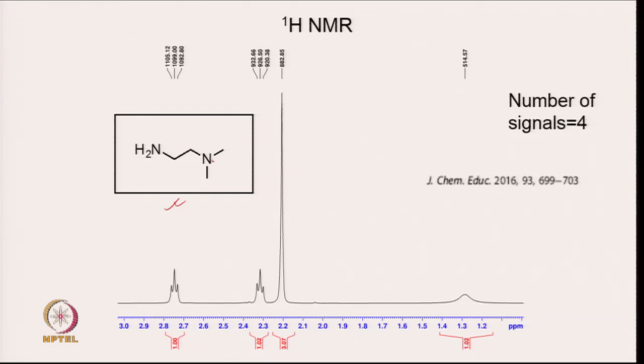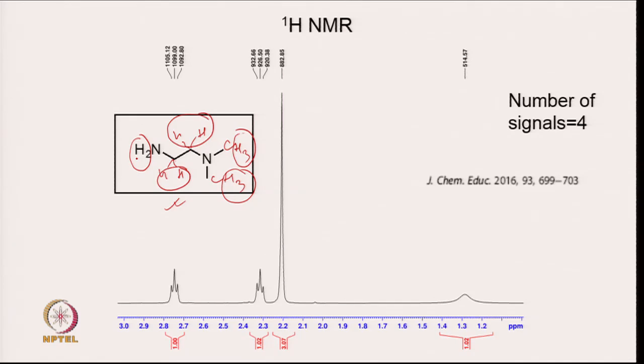NH2, CH2, CH2, and CH3 twice. As you can see, there are 2 protons attached to nitrogen, 2 protons attached to carbon, 2 protons attached to this carbon, and 6 protons attached to these 2 carbons. These 6 protons are equivalent because they have the same environment. These 2 protons are equivalent. Similarly, these 2 protons are equivalent and these 2 protons are equivalent.